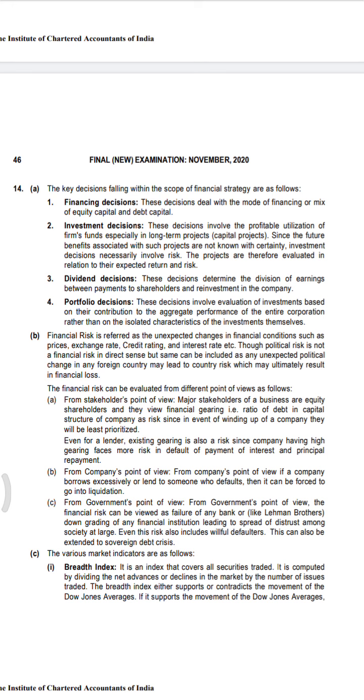Scope of financial strategy is financing decision, investment decision, dividend decision, portfolio decision. Financing decision: these decisions deal with mode of financing or mix of equity capital and debt capital.